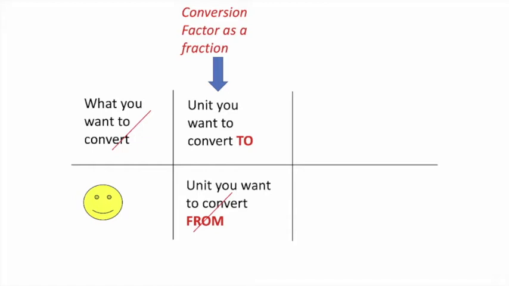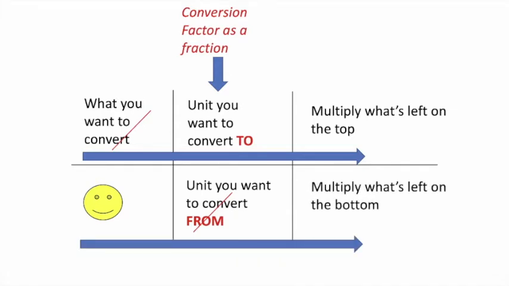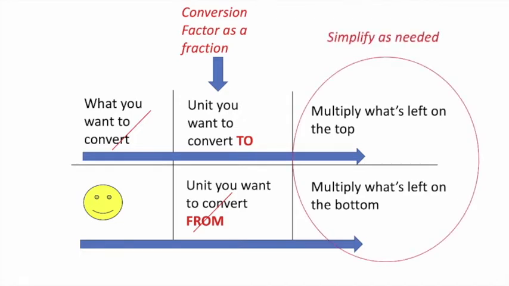Then you're going to multiply everything remaining on the top and divide by everything remaining on the bottom. And you keep any units that have not been crossed out. And there may be units on the top and on the bottom. Simplify anything that needs to be simplified and rewrite your final answer. And if you want to make your teacher really happy, you will circle your final answer or put it in a box. Let's go through some examples.